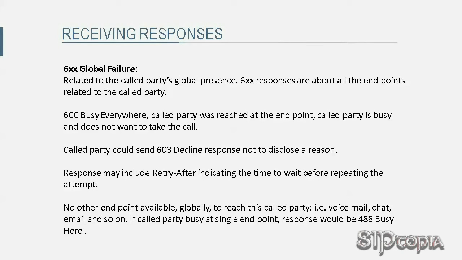For example, 600 busy everywhere indicates that the called party was reached at the endpoint targeted, but the called party is busy and does not want to take the call. The called party could also send 603 decline response if they do not wish to disclose a reason. In both scenarios, the response may include a retry after header field, indicating the time the caller should wait before repeating the attempt. Similarly, in both scenarios, there is no other endpoint available globally, for example, voicemail, chat, email, and so on. The called party being busy at a single endpoint would result in 486 busy here response, as discussed earlier.